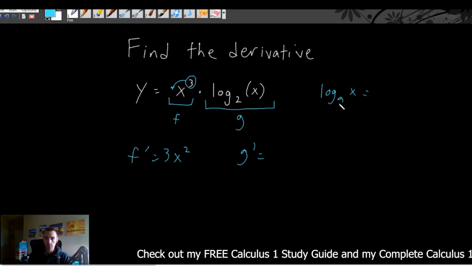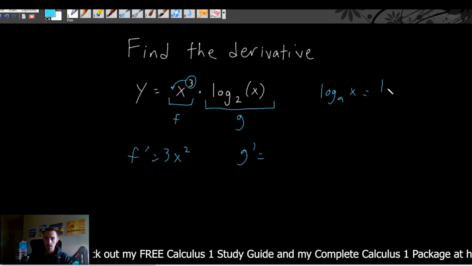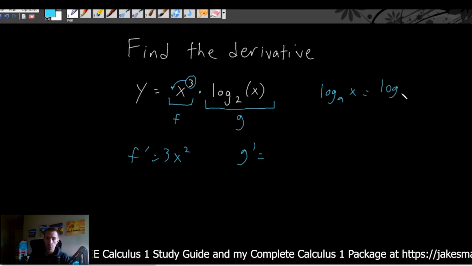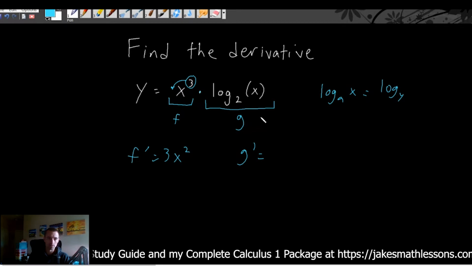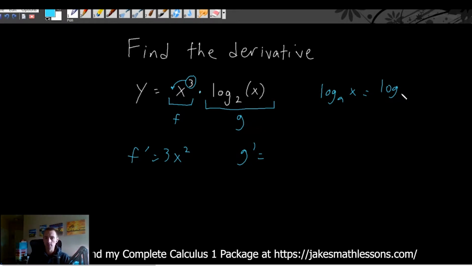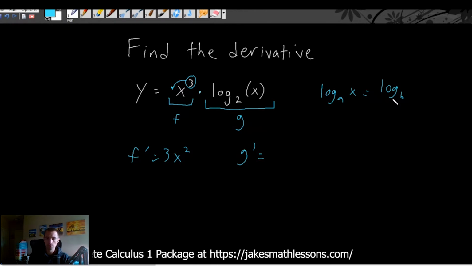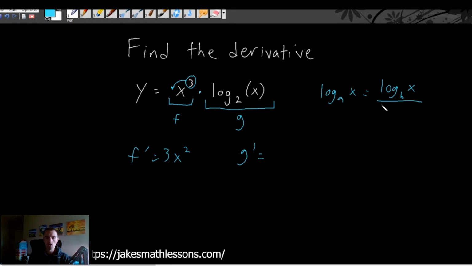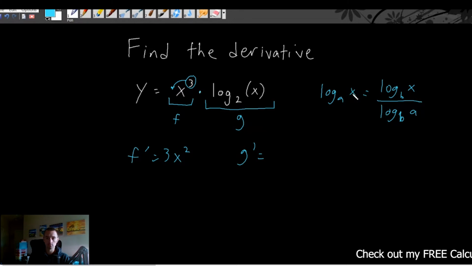So log base a of x can be rewritten as log base whatever you want. So let's say log base b of whatever you're taking the log of. So in this case, log base b of x over log base b of whatever your old base was. So in this case, a. So basically, the base of these two logs is the same. And then what was your base is now the log on the denominator. What you're taking the log of is now what you're taking the log of on the numerator.